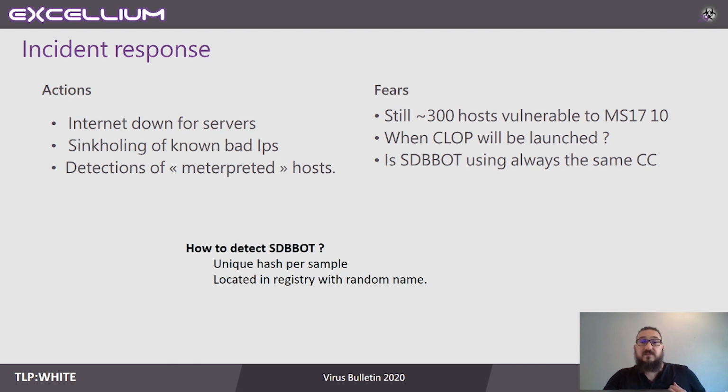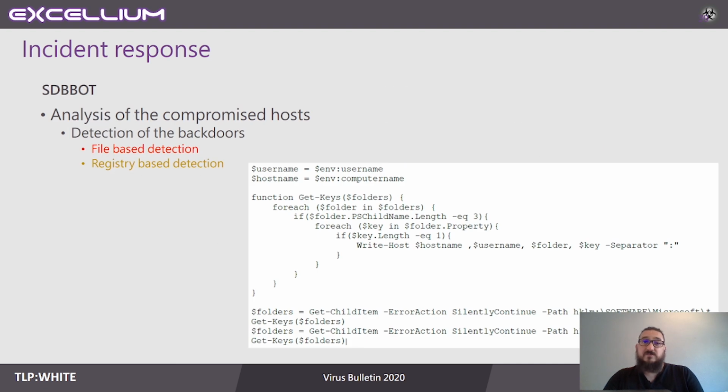To detect SDBbot in such an environment with no preparation is not so simple. SDBbot is unique, with a unique profile for the launcher, for example. There is a unique hash per sample, and the registry location is random, so it's not so easy. First, we were not able to detect it on a file basis. That was not possible. So we tried to write a little script to find them using the registry, looking for a path with three letters and a subkey with one letter.